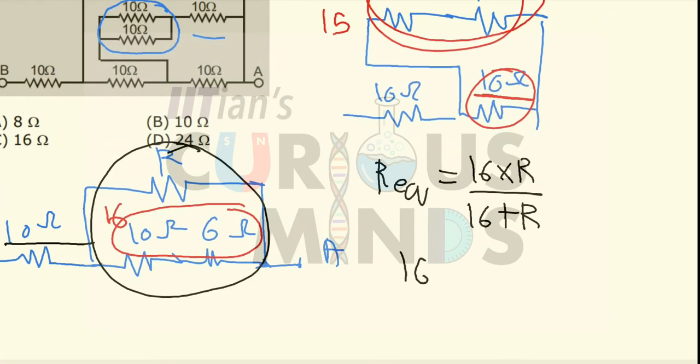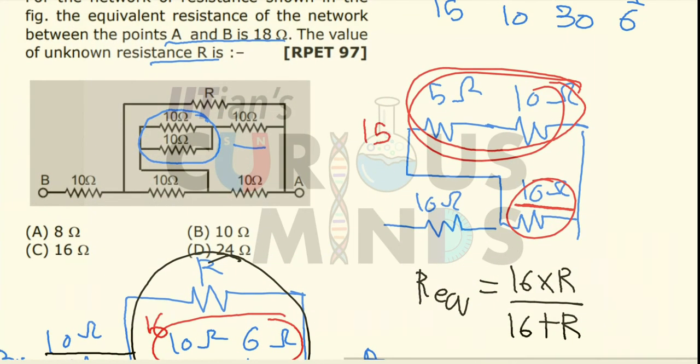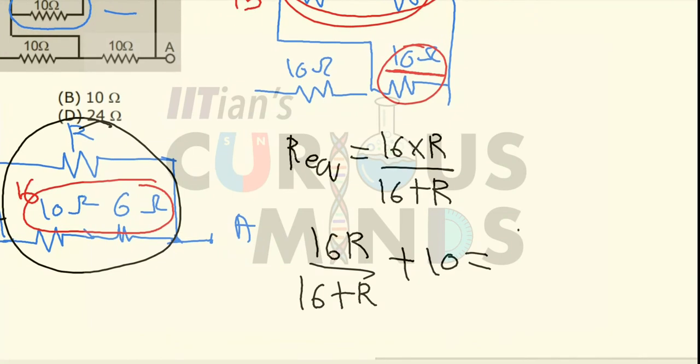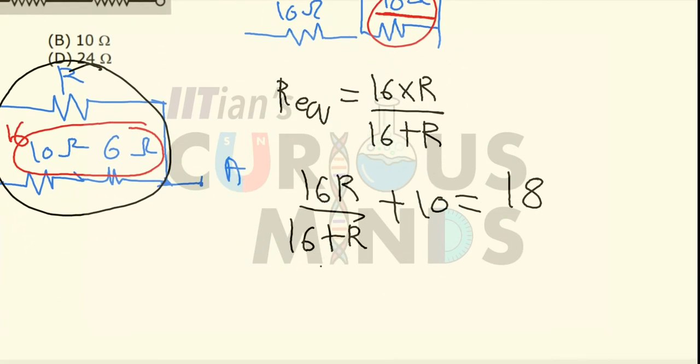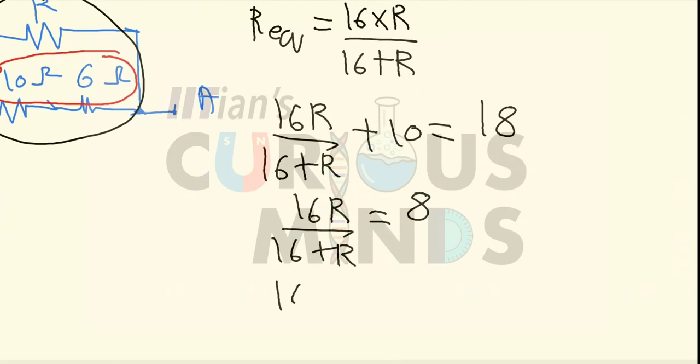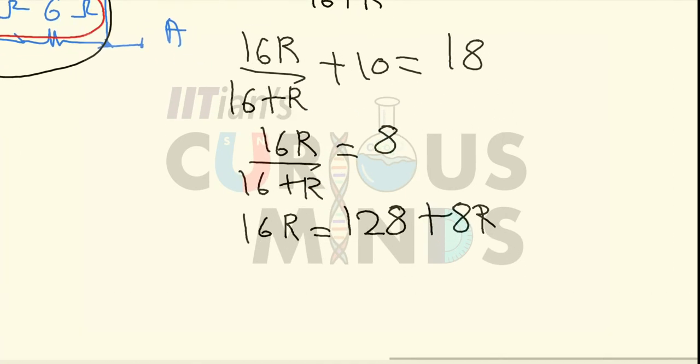So 16R divided by 16 plus R plus 10 ohm resistance gives me an equivalent resistance of 18 ohms over here. So 16R divided by 16 plus R is equal to 8. So 16R is equal to 8 into 16 plus R, which will be equal to 128 plus 8R.